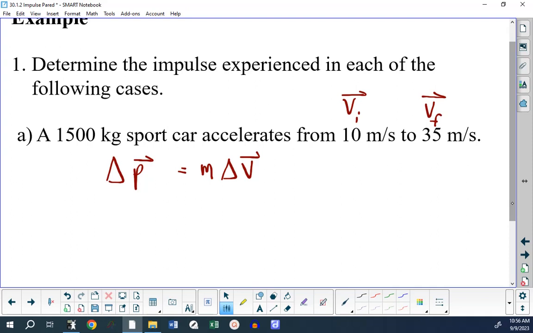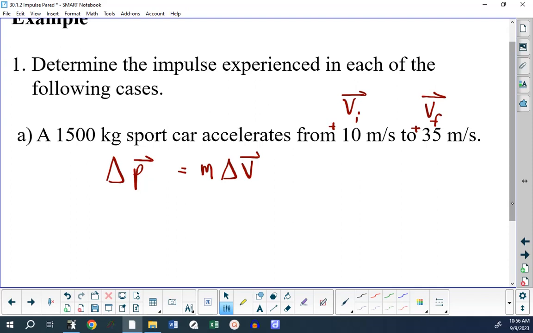Now, I'm not actually told the direction the car is traveling in, but it is always traveling in the same direction. I mean, if I say that the initial velocity is positive 10 meters per second, then the implication in this question is that it's traveling at positive 35 meters per second. There's nothing in this question that says the car changes direction.